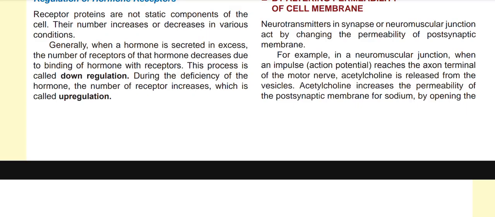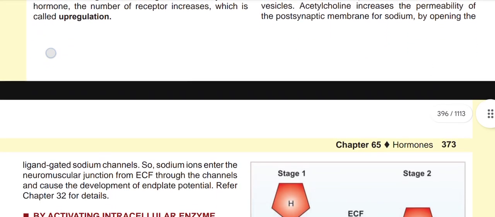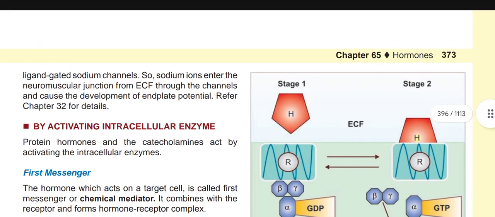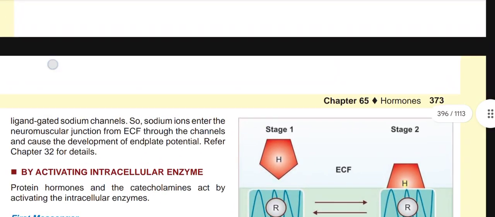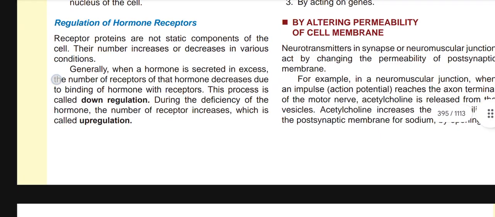When it increases the postsynaptic membrane permeability for sodium, it opens the ligand gated sodium channel. When the ligand gated sodium channel is opened, then what happens? Sodium ions enter into the NM junction from extracellular fluid through the channels and cause the development of end plate potential. Thus the end plate potential is generated. Now, from this method, we have come to know about altering permeability of cell membrane. So, in this method, the neurotransmitter acts.